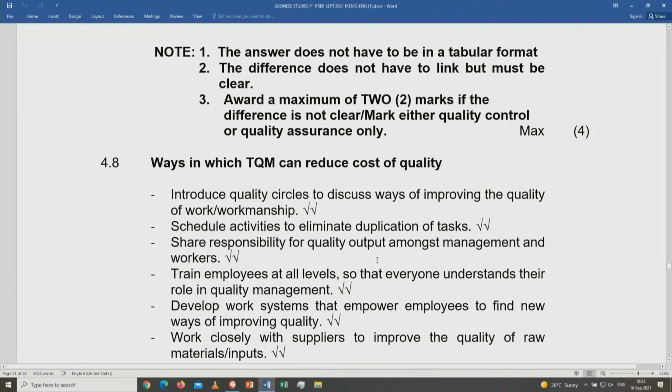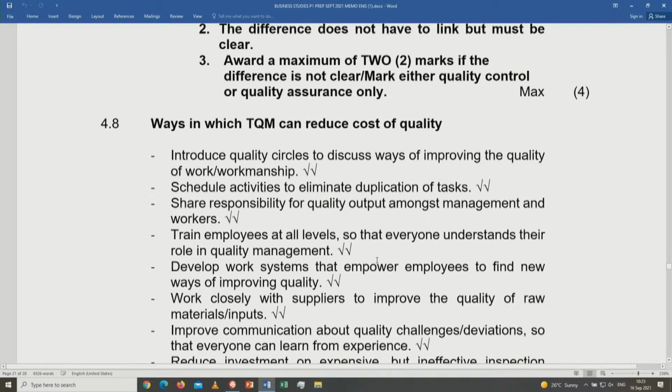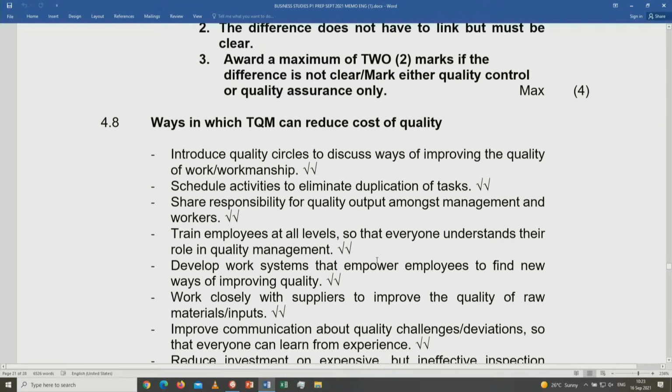And then the last one, a very common kind of question. It was there also in the June exam. Ways in which TQM can reduce the cost of quality. And learners still do not get marks for this, and I don't know why. Some of the responses.